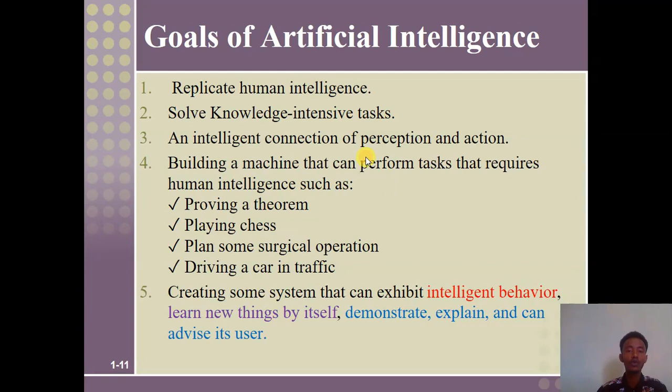The another one is the goals of artificial intelligence. Malinni kaayoon artificial intelligence. What are the goals of artificial intelligence? Kaya inni guddaan maali? Maaliif nu barbaachisa? The first one is replicate human intelligence.